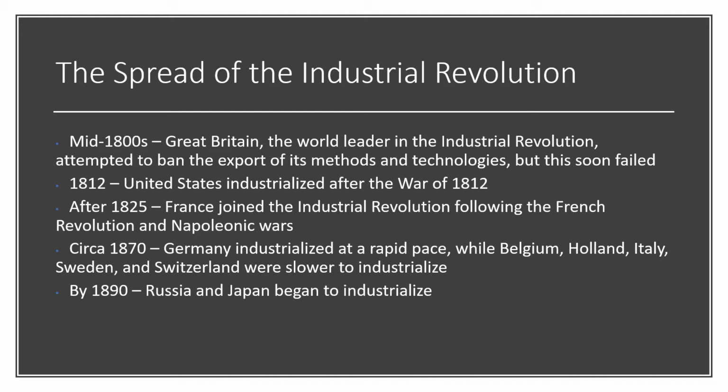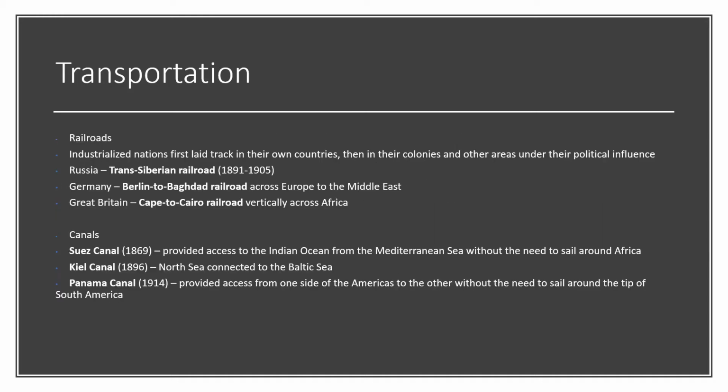Around the 1870s, Germany, Belgium, Holland, Italy, Sweden, and Switzerland also would industrialize. And by 1890, Russia and Japan were industrializing. Bit by bit, it became a domino effect of nations industrializing for various reasons, but mainly for national pride, unity, and nation building. And with nation building came incredible projects for transportation. And these projects would be on railways and also on canal building.